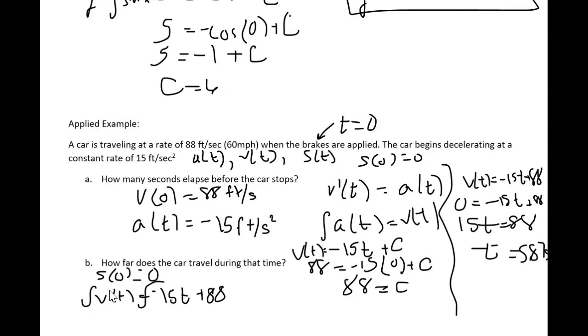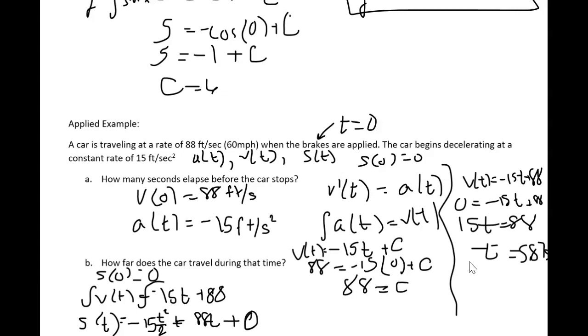So starting here, imagine that negative 15 is a constant multiple. So we've got t squared over 2 as the integral of t with a negative 15 coefficient. And then 88 is going to become plus 88t, and then plus some constant, which in this case, since we're defining s(0) equals 0, when we plug in 0, we're going to get that c equals 0. So this is our s(t), and we know that it takes the car about 5.87 seconds to stop. So we just plug that 5.87 seconds in for our equation.